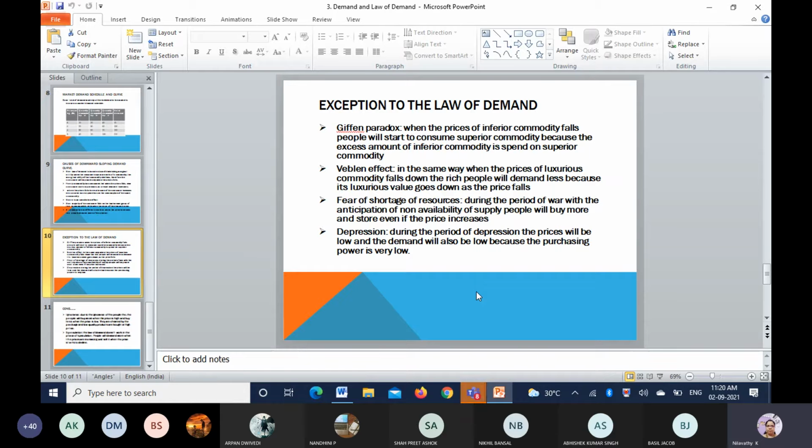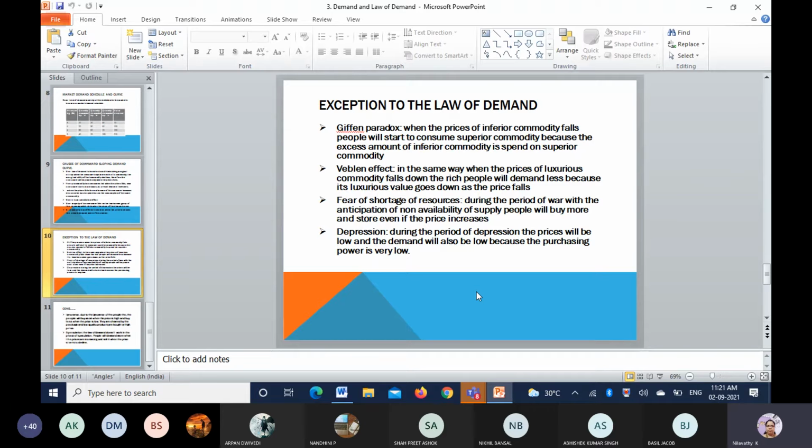If the price of this rice is reduced to 2 rupees, then instead of spending that 25 and getting like 10 kg or 12 kg of rice, they will get the same 5 kg from the ration shop. But the excess money they have, because of the reduction in the price of the inferior commodity, will be spent on some other commodity, some other quality product which will provide some nutrition to them, and then they will be consuming that superior commodity.